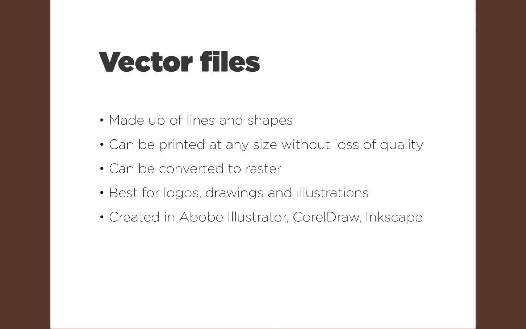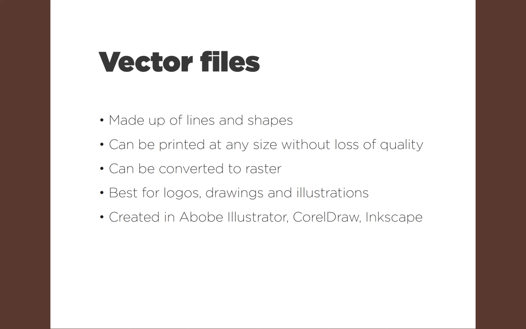Well, as we start off, we know from Illustrator, Illustrator files are made up of lines and shapes. You can print them any size without any loss of quality because vector is completely scalable no matter what, and you don't lose the detail of the files. You can have a vector file and you can open it up in Photoshop and you can convert it to a raster or a pixel-based file.